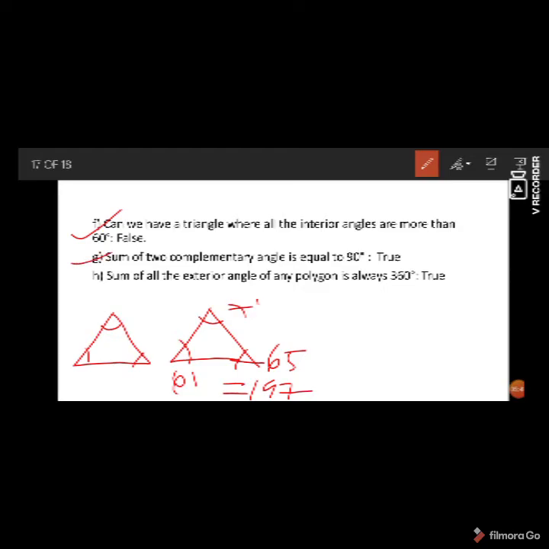Sum of all exterior angles of any polygon is always 360 degree. This is also a universal statement. Suppose we have a convex polygon. Convex polygon means all sides are equal. Polygon means more than 3 sides. So when we have a convex polygon, the exterior angles, if we converge them to meet at a point, will give us 360 degree.